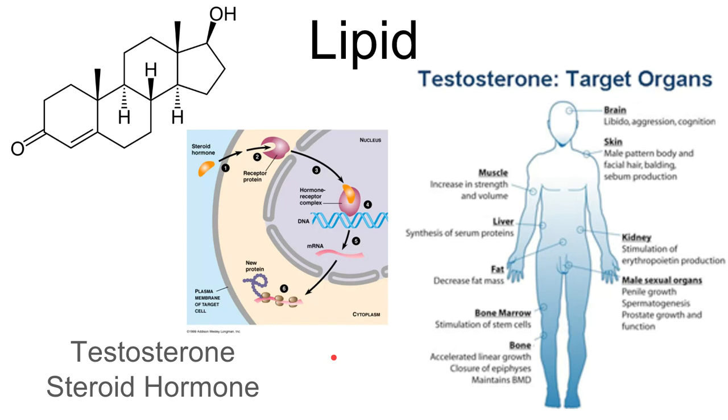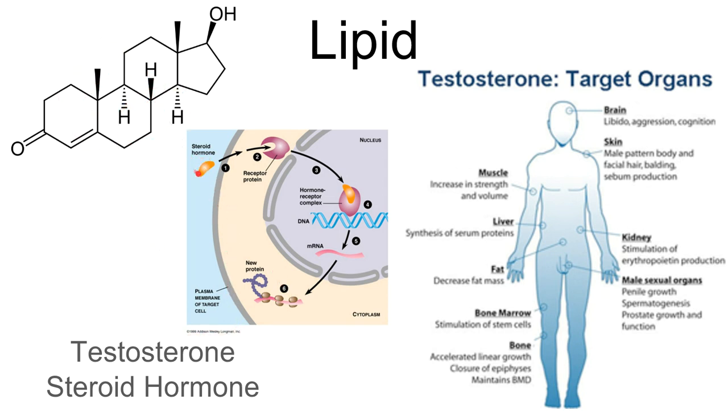Another lipid would be a steroid hormone, and hormones are communicators. So steroid hormones travel from endocrine glands through the bloodstream to target cells. One example of a steroid hormone communicator is testosterone. And again, it's carbon, hydrogen, and oxygen.